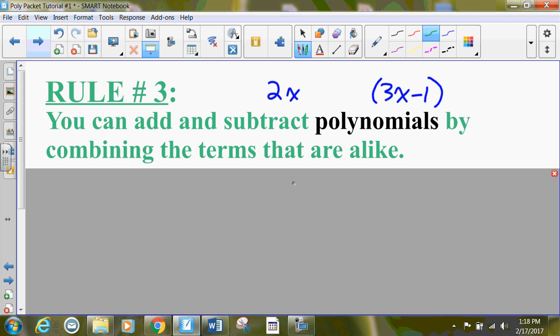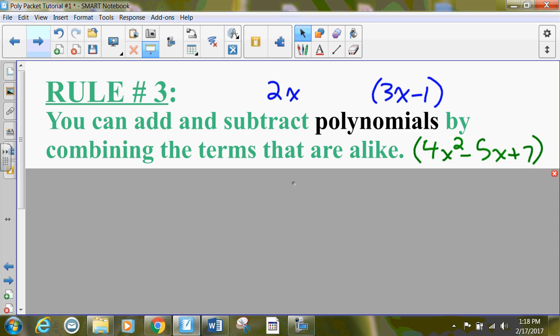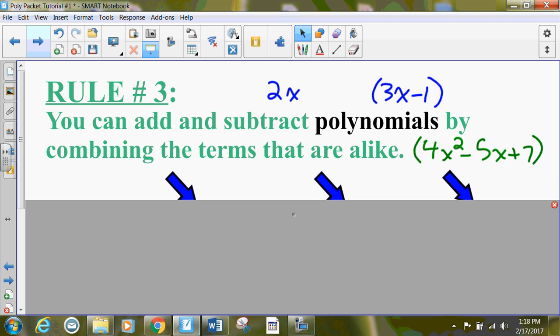We could have a polynomial like this, 4x squared minus 5x plus 7. That's a trinomial because it's a polynomial with 3 terms. So we've seen polynomials, we've worked with polynomials. Just a reminder of the term polynomial.